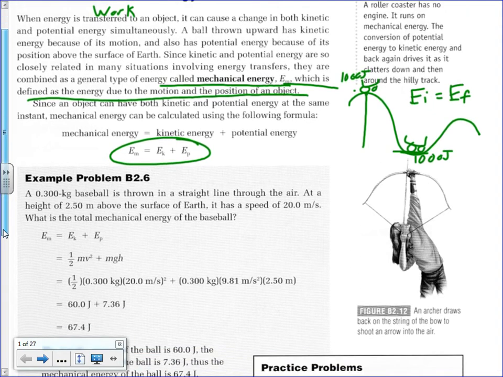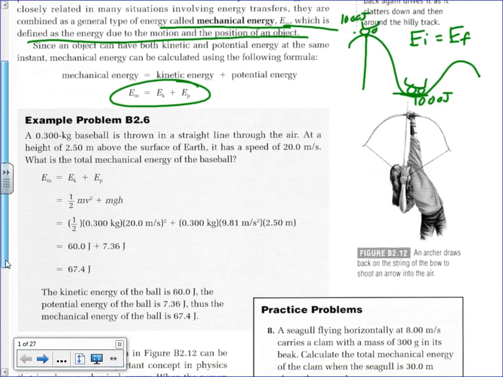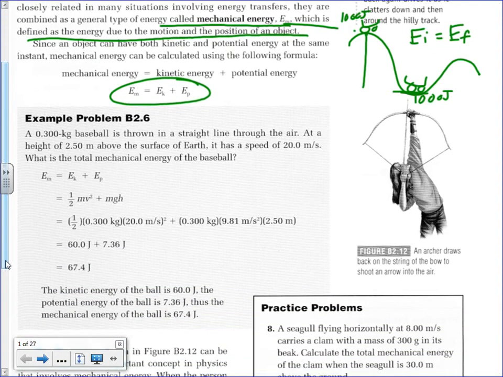Let's try an example here. I have a 0.3 kilogram baseball. A 3 kilogram baseball would be hard to throw, kind of heavy. Okay, it is thrown in a straight line through the air, meaning its height is not going to change. Everybody with me on that? That's physically impossible, by the way, but we're going to say that theoretically that could happen. All right, at a height of 2.50 meters above the surface of the Earth, it has a speed of 20 meters per second. What is the total mechanical energy of the baseball?